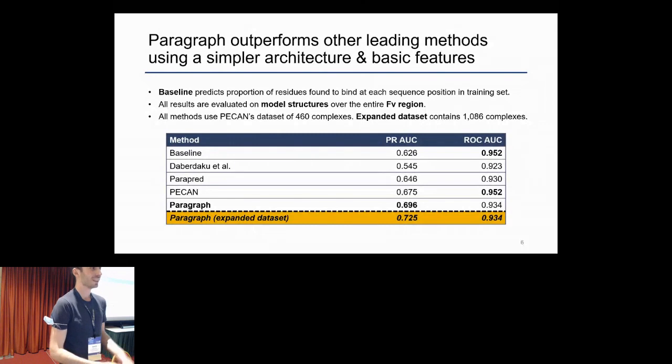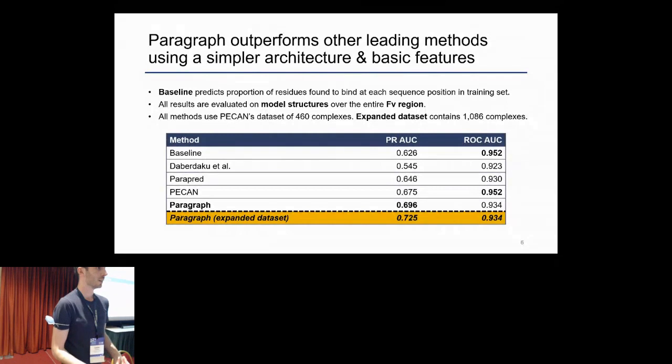And that is because this is a highly class imbalanced problem, and this metric can be hacked in these instances. So what we want to do is pay attention to the area under the precision recall curve. One thing to note is that all of the results in white are evaluated on the same test sets and on model structures evaluated over the entire variable region.